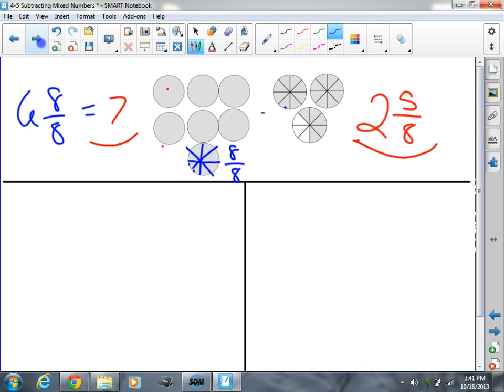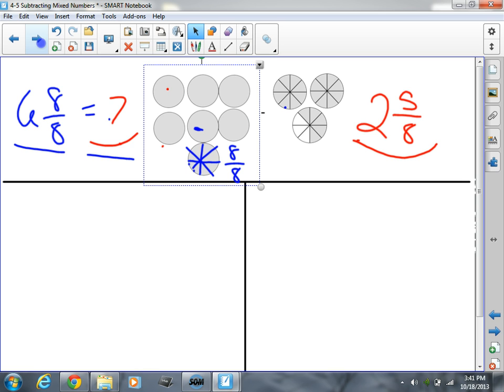Now the nice thing is, this is all okay. I'm not changing anything here, because 6 plus 8/8 is the exact same thing as 7. I didn't take away or move any of these circles right here. I kept them the same. I'm just showing you I can take my whole number and change it so that I can actually use it. And so now, ladies and gentlemen, let me show you how we can do this.